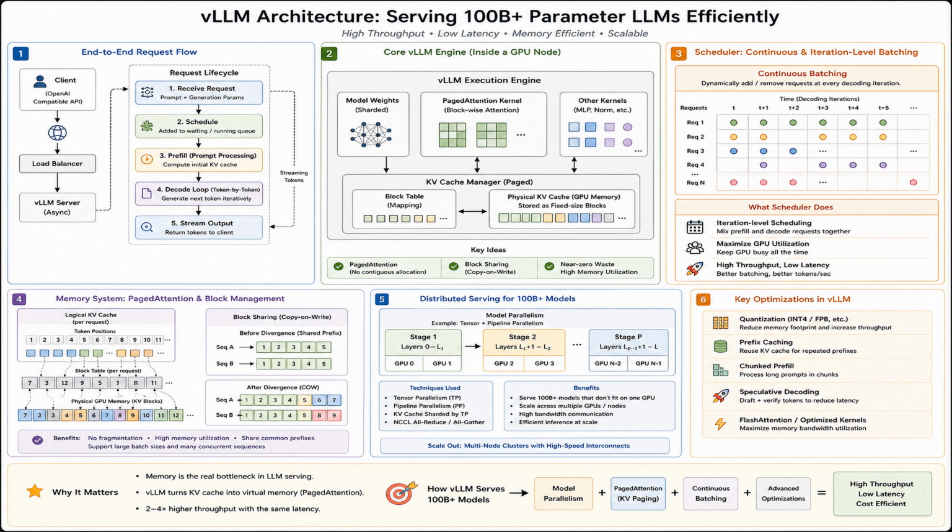Section 3 describes the scheduler for continuous and iteration level batching of input queries. This is where vLLM differentiates itself, the scheduler. Traditional systems batch requests statically, but vLLM uses continuous batching. At every decode iteration, requests can be dynamically added or removed. This allows mixing of prefill and decode workloads in the same batch.